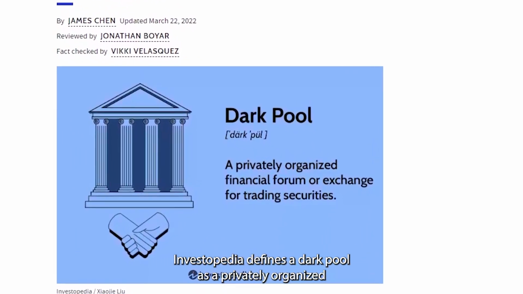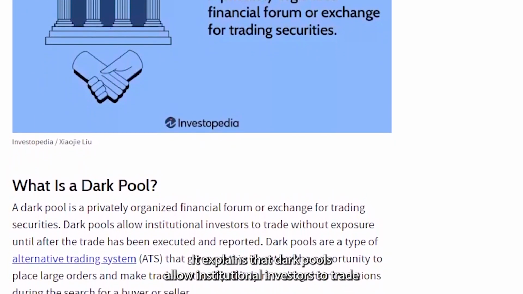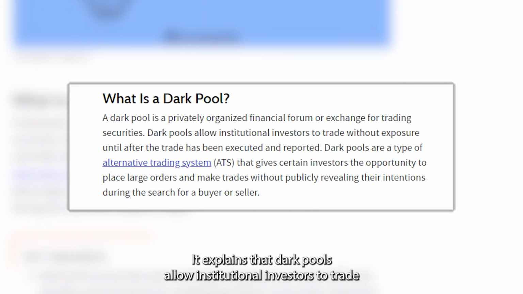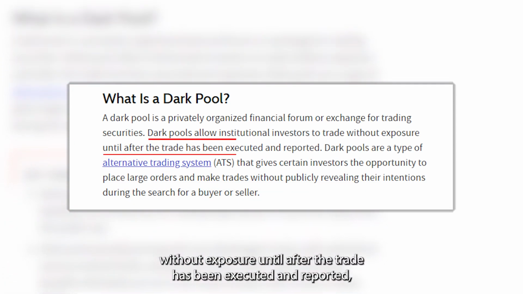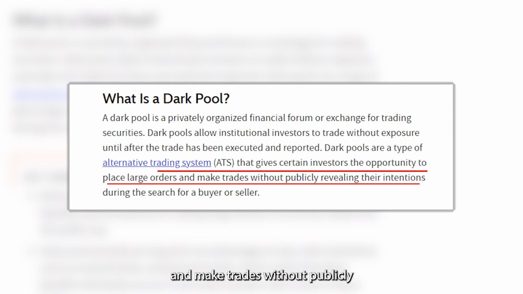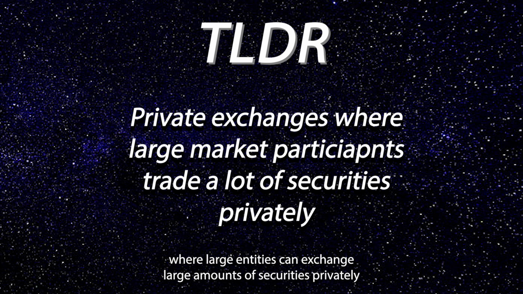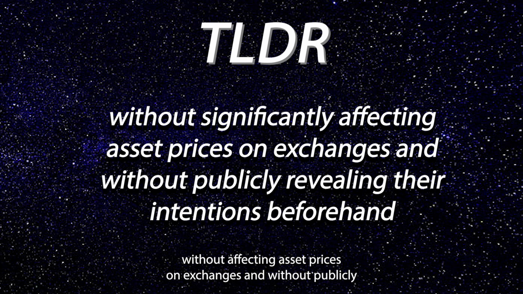Investopedia defines a dark pool as a privately organized financial forum for exchange or trading securities. It explains that dark pools allow institutional investors to trade without exposure until after the trade has been executed and reported, and that dark pools give certain investors the opportunity to place large orders and make trades without publicly revealing their intentions during the search for a buyer or seller. So basically, dark pools are private venues where large entities can exchange large amounts of securities privately without affecting asset prices on exchanges and without publicly revealing their intention to buy or sell specific assets.